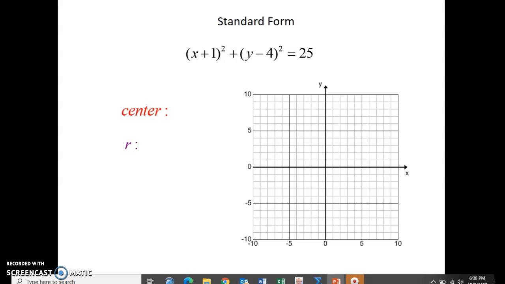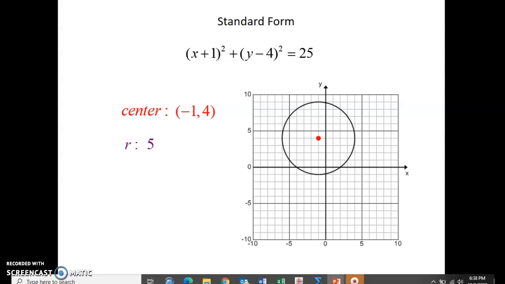Let's try another one. The center of this one, h and k, is going to be -1 and +4. We go left by 1 and up by 4. So there's our point for the center of our circle. Our radius is going to be the square root of 25, which is just 5. Then we go up, down, left, and right, 5 from the center, and draw our circle. All right, now, it's supposed to be a circle, but you're drawing it freehand. Do the best you can. If it's not perfect, that's fine. Just do the best you can.